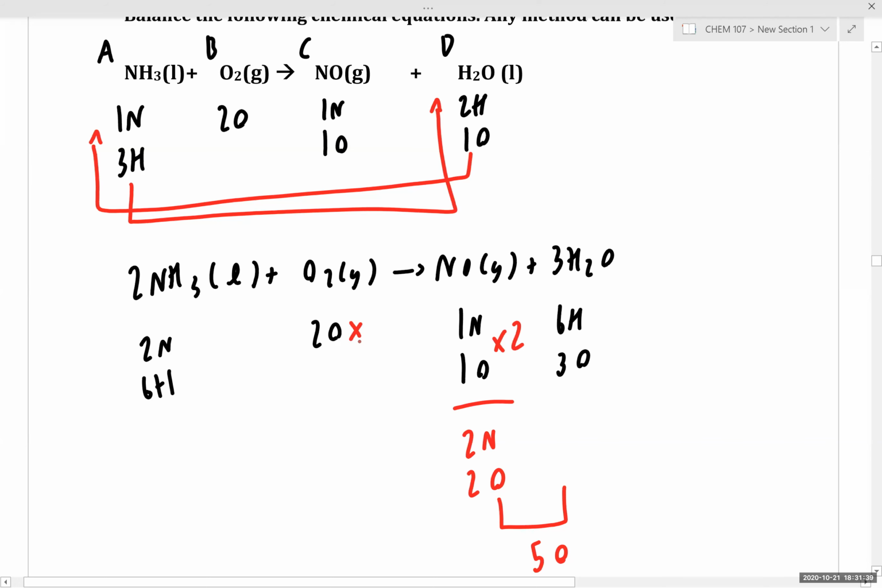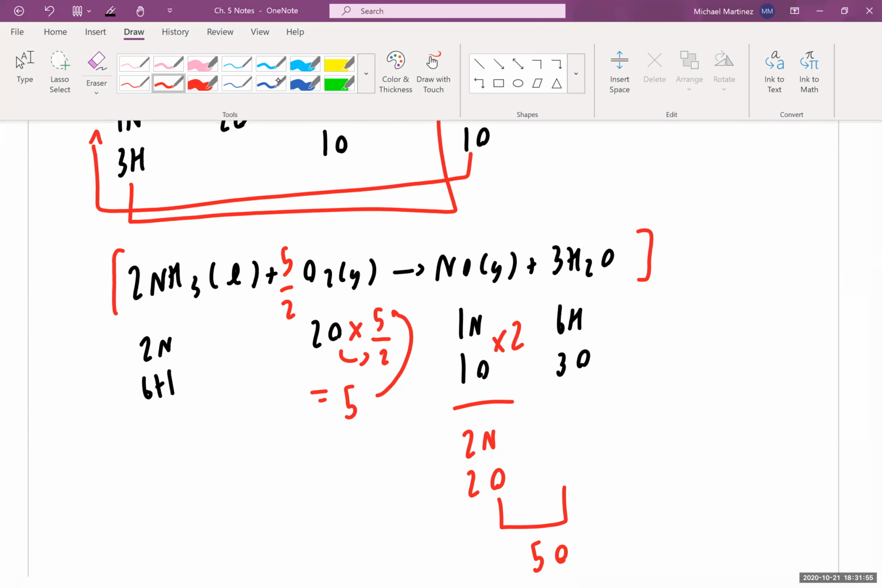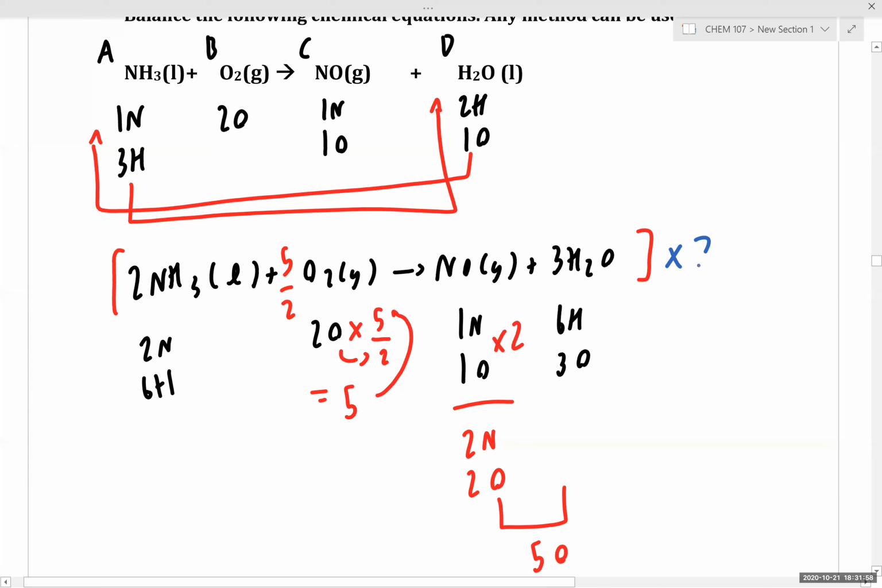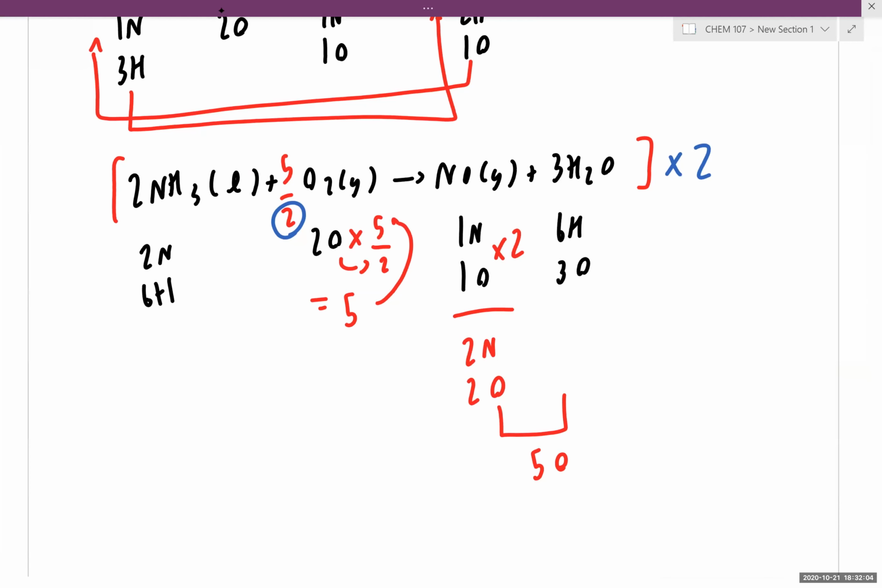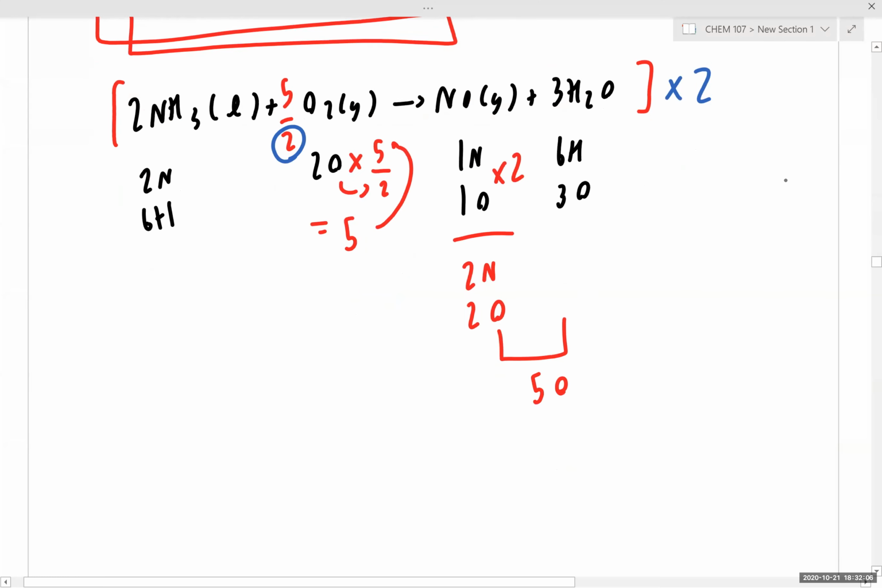And now here's where we can utilize half notation. 2 times what would give us 5? So what fraction if we put 5 over 2. 5 over 2, exactly right. This gives us our preliminary balanced equation. And now what we do is we multiply all of our coefficients by our denominator, which is 2. That in turn gives us 4 ammonia plus 5 O2 leads to 2 nitrogen monoxide plus 6 water.